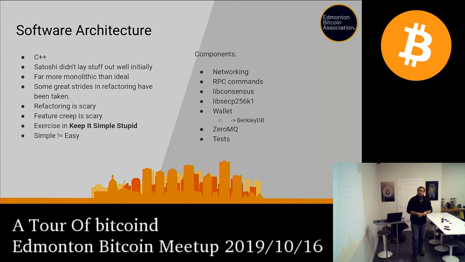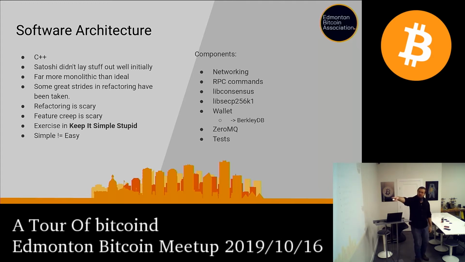So there's a bunch of components. Out of that monolithic design, several things have been extracted out. One of them is the wallet and the GUI. The GUI is entirely separate from the rest of the code, the Bitcoin D daemon. Initially Satoshi put those all together, but those got extracted apart.